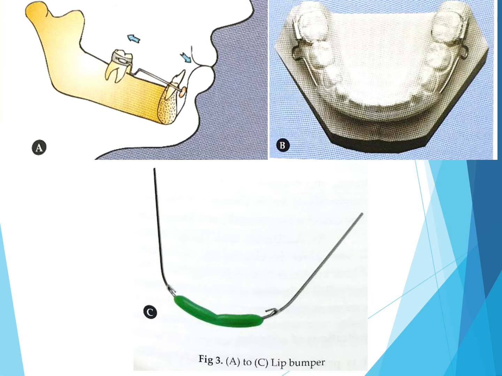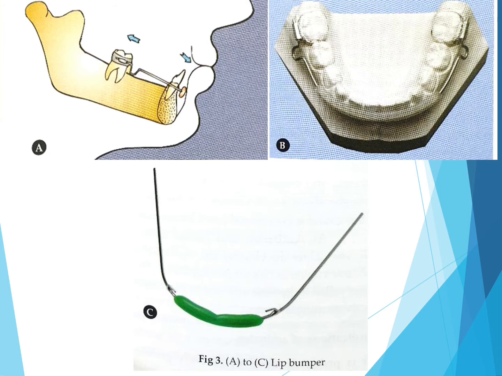We can see that figure 3a is the profile view of the lip bumper. We can see that the wire is attached from the first molar on one side to the first molar on the other side, and it will give a distal movement to the first molar and an anterior movement for the lower lingual teeth.